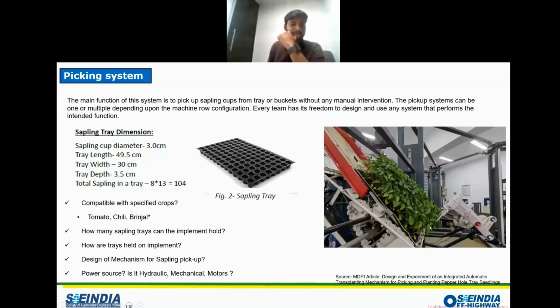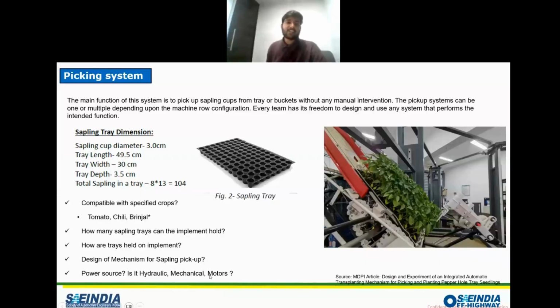Then design of mechanisms for sapling pickup. So this mechanism, as I talked about, may be an electrical system or maybe a mechanical system, based on the ideas you have, and then you can rate what the positives and negatives are for that specific mechanism. Selection of the transmission, which we have shown in the rough sketch, but yes, the power source will depend on the mechanism which you select.